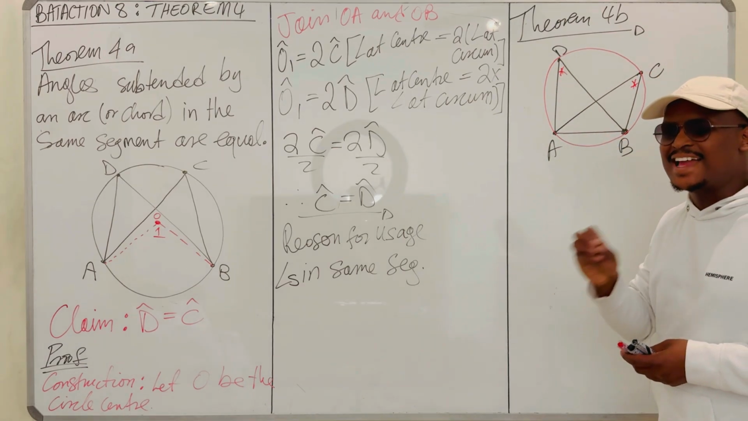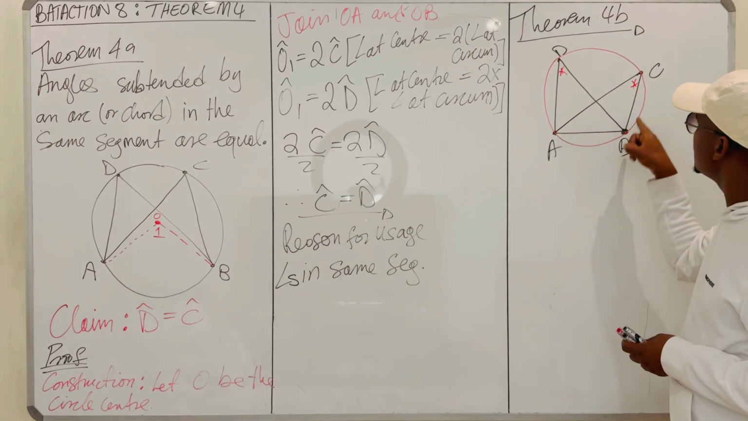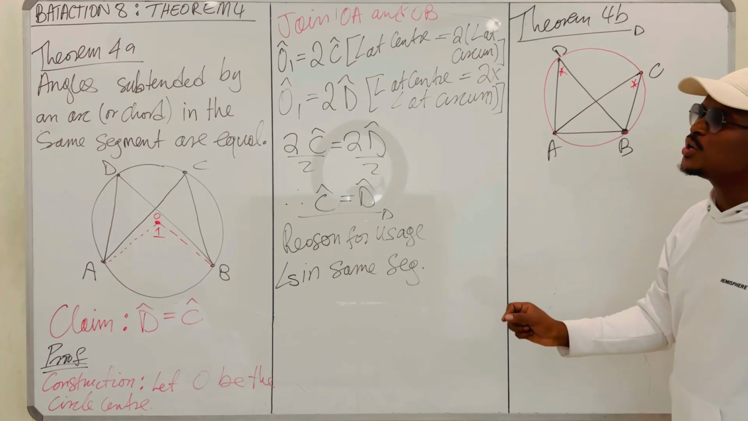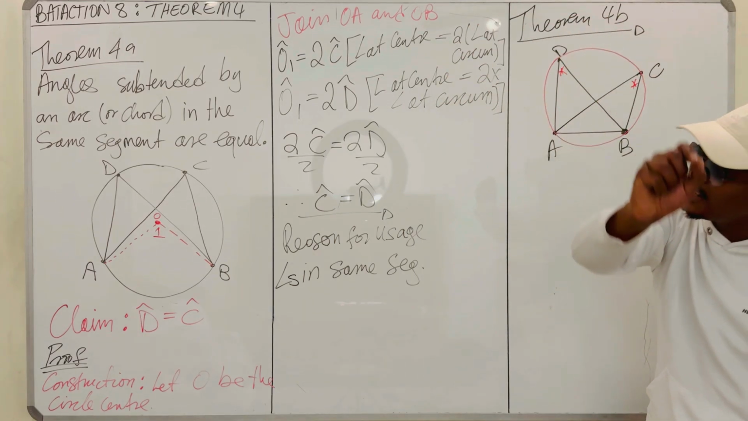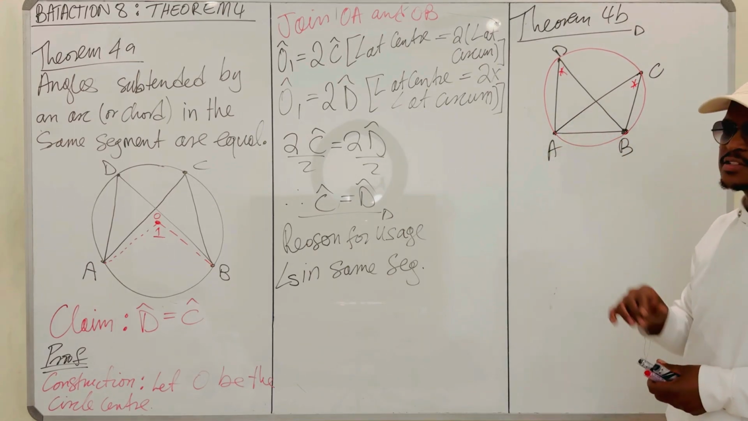They are called concyclic, which is all of these four points or maybe more. They lie on the same circle, which means you should be able to draw a circle that will join all of those points. That's the converse of it. That's for B.